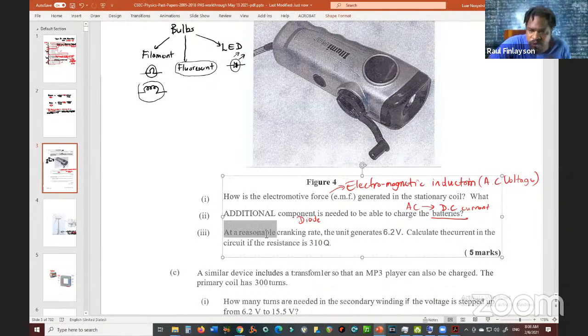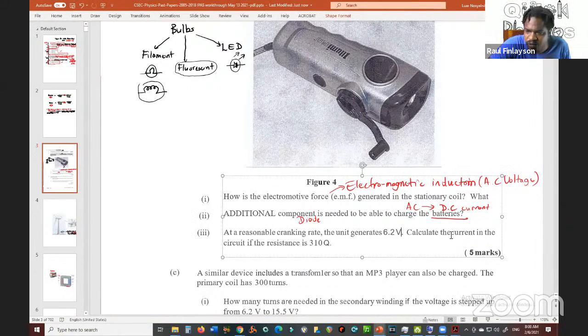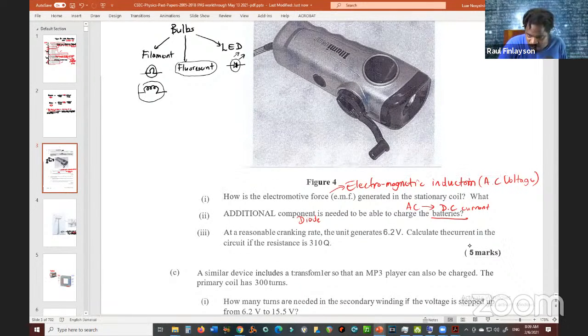There you go. At a reasonable cranking rate, the unit generates 6.2 volts. Calculate the current if the resistance is 310 ohms. So this is a calculating question. It's not a one word answer. This will have 3 marks, out of the total of 5 here.